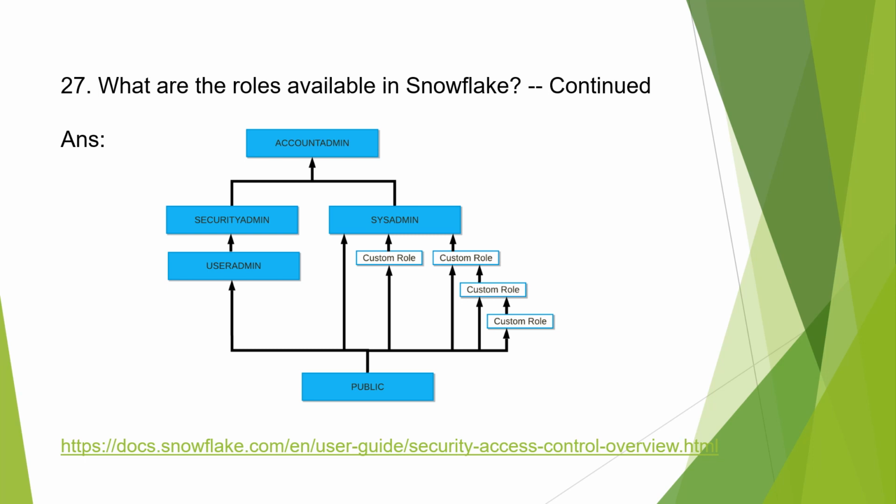That means whatever the properties of public role will be inherited by user admin and sysadmin. And whatever properties user admin has, those are inherited by security admin. That means whatever user admin can do, all those things can be performed by security admin. And account admin has both security admin and sysadmin, so he is inheriting the properties of both. That means account admin can do whatever can be done by security admin and sysadmin.